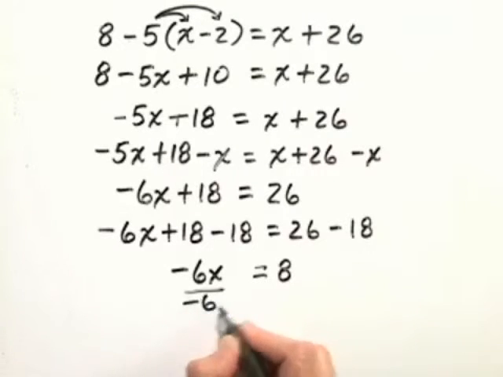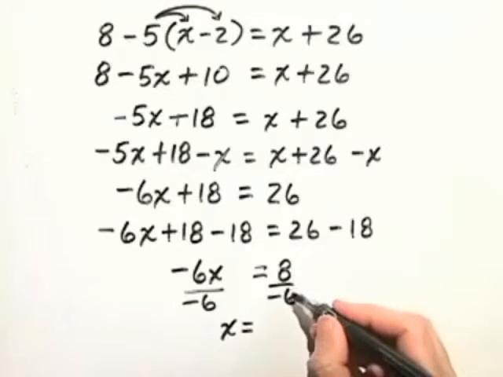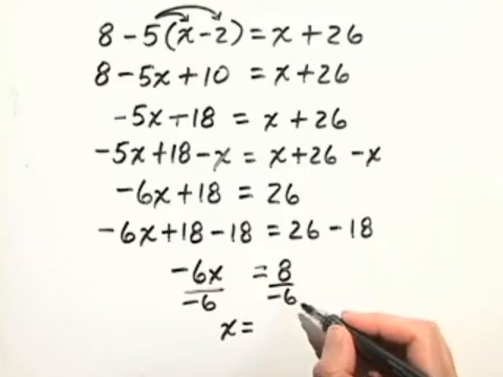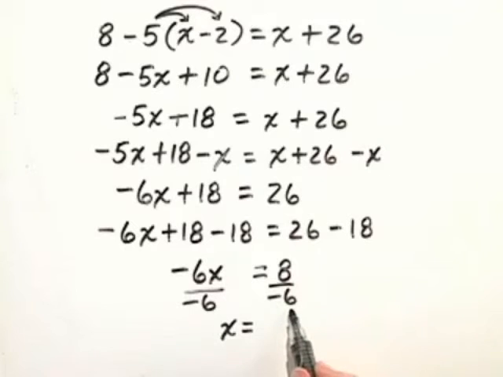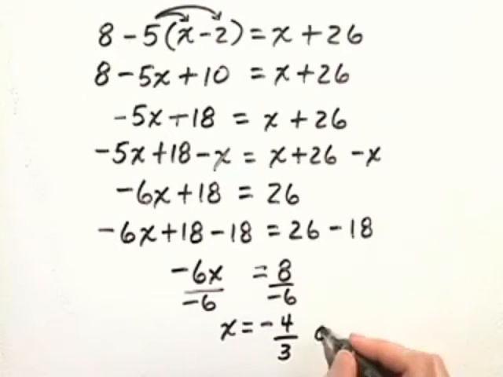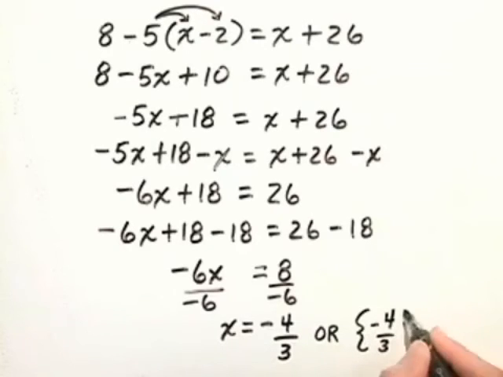Finally, we divide both sides by negative 6, and we get x equals 8 divided by negative 6. Let's simplify that. At the same time I simplify it, I'm simply going to move the negative sign up to the numerator because that's standard. We'll divide both the numerator and denominator by 2, and our solution is that x is equal to negative 4/3, or we can write the solution set negative 4/3.